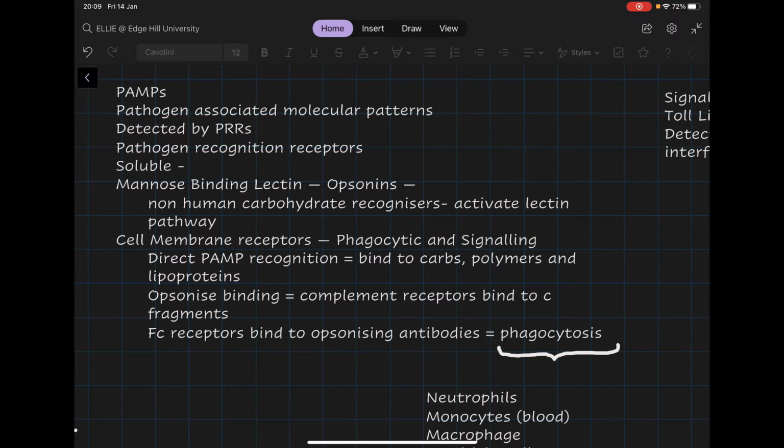There can be opsonin binding, which is when a complement receptor binds to C fragments, which I'll talk about later. And then Fc receptors, which we'll talk about later, bind to opsonizing antibodies and cause phagocytosis.